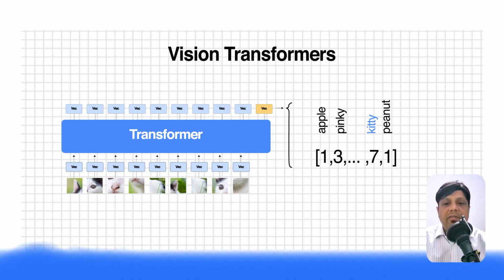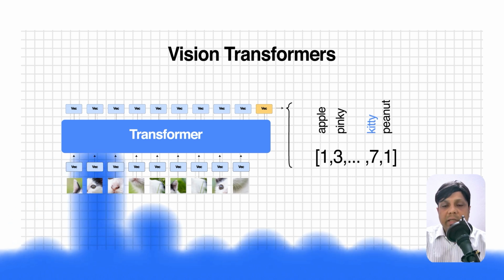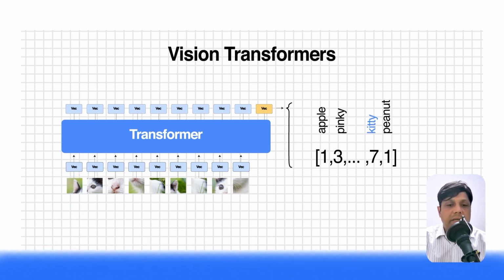So if we have an image of a cat, the image is cut up into patches. Using patches instead of pixels makes it computationally efficient to process images, and each patch is then embedded and passed into a transformer, right? So we pass the patches, and based on that, it will predict the word or what it is. So that's how vision transformers work.